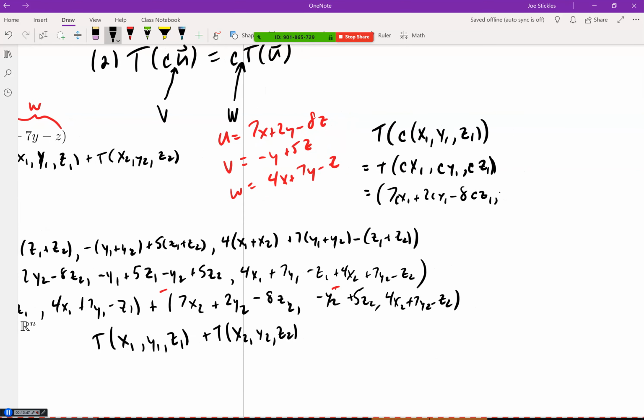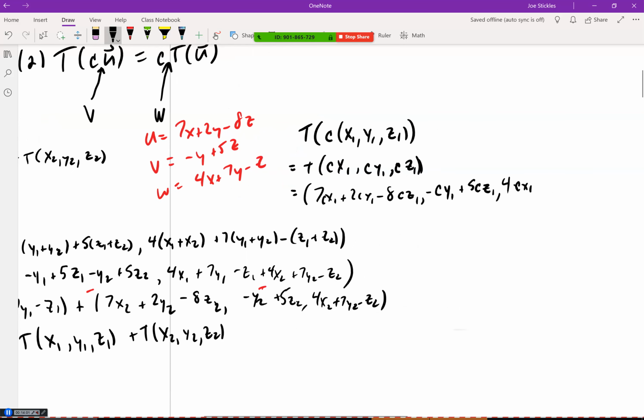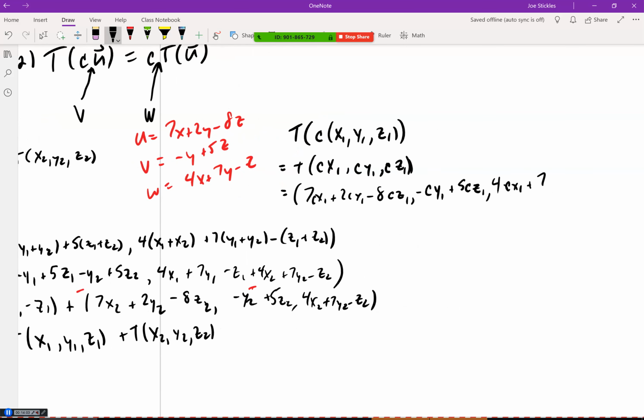Second component will be negative cy1 plus 5cz1. Last component will be 4cx1 plus 7cy1 minus cz1.